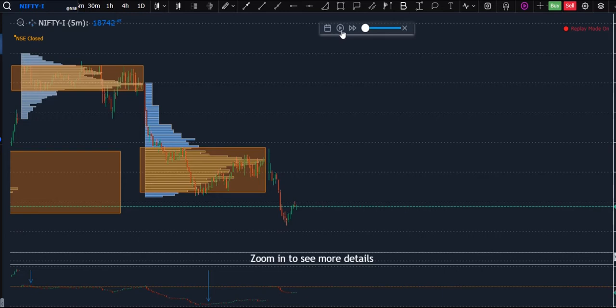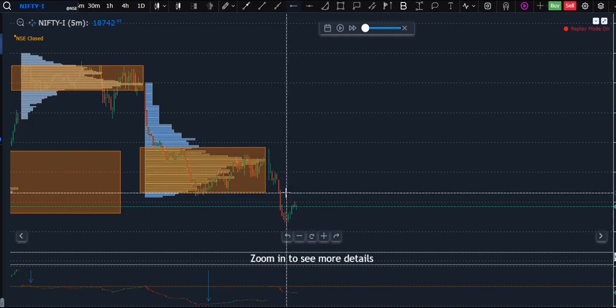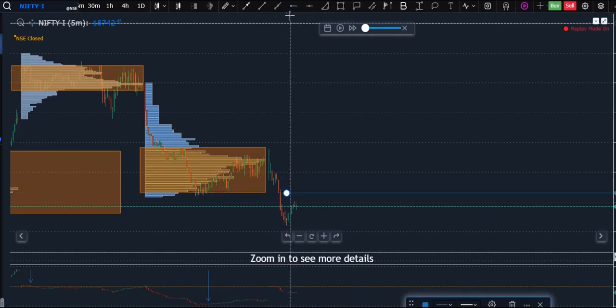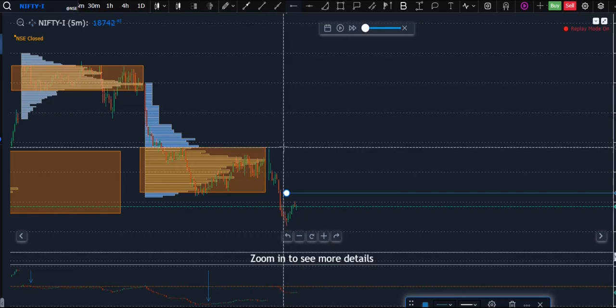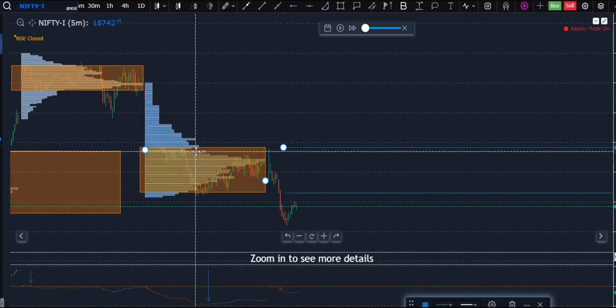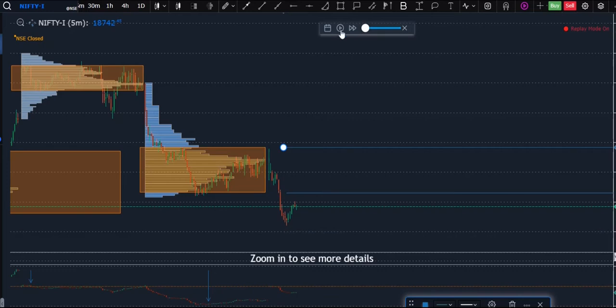Now, where would I enter the trade is what I would like to explain to you. For idea's sake, I'm going to draw this line here as a reference point to the value area low, and this would be the line to the value area high of the previous day, and let's see how the trade proceeds.